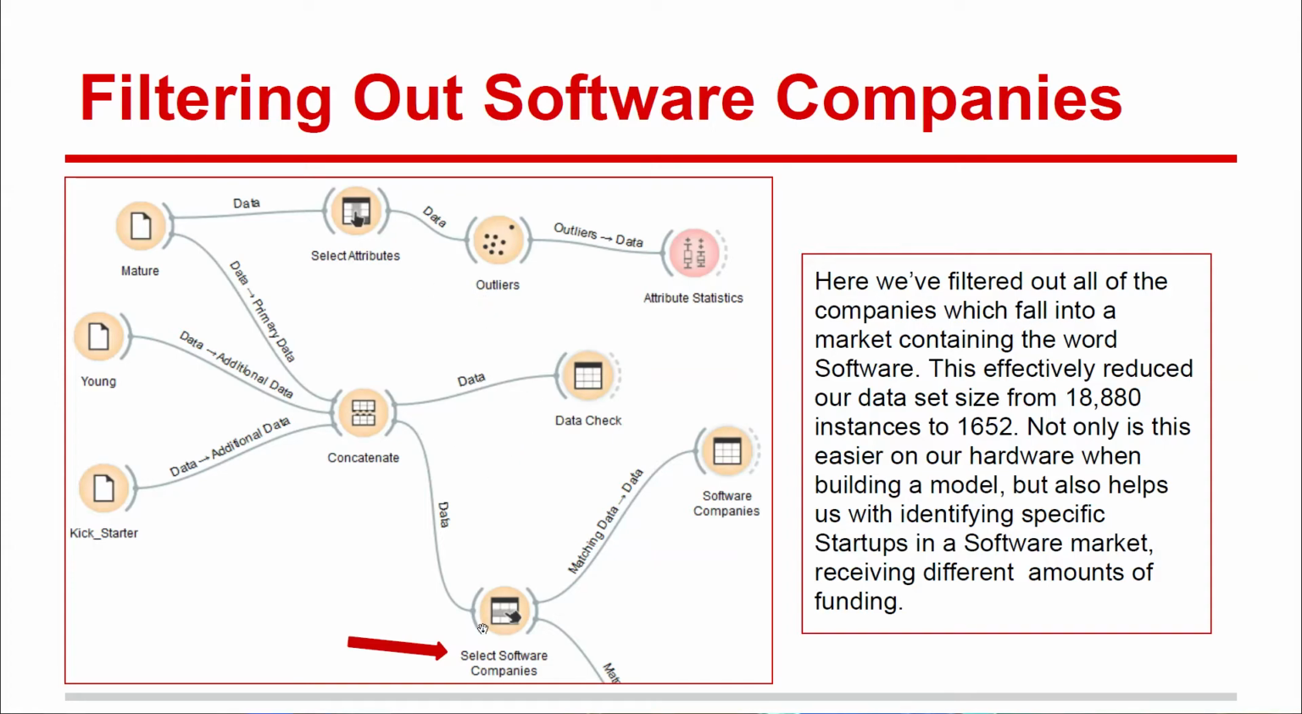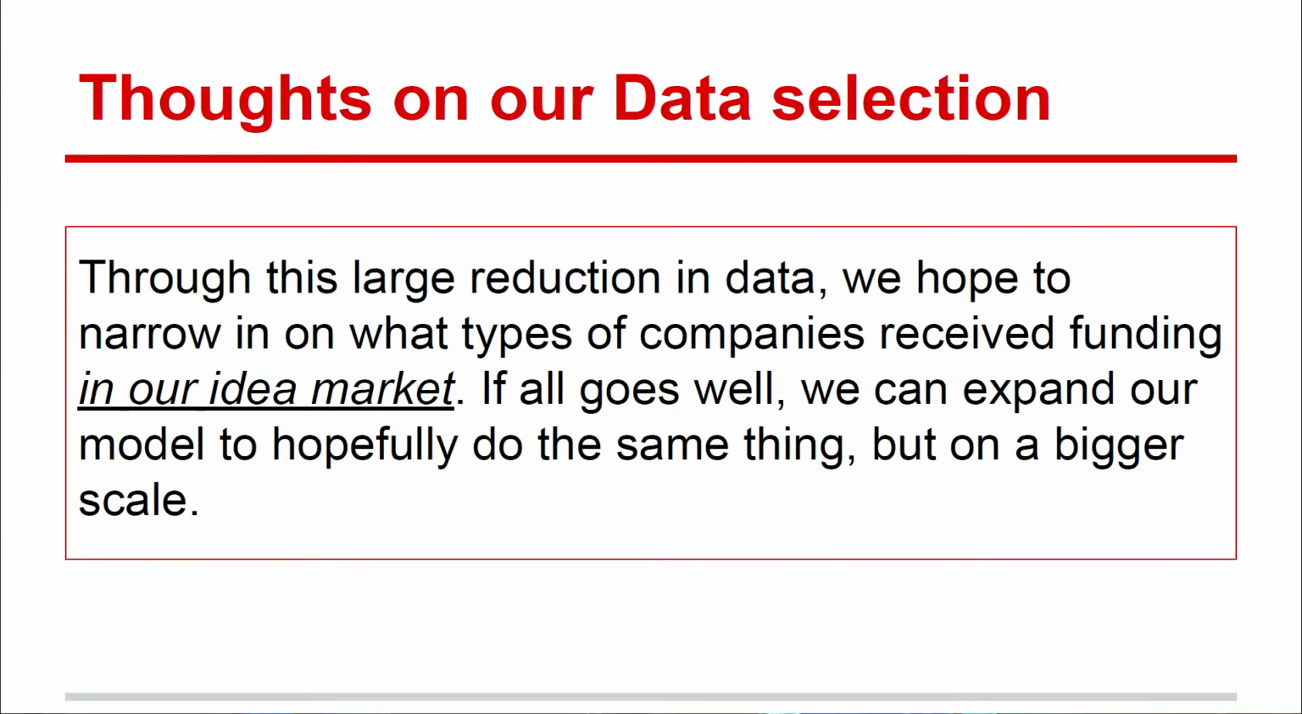But we went down here to the select data criteria, and then we went ahead and made sure, went in and checked on our 1,600 instances just to make sure all was good, and sure enough, everything filtered out just to our needs. So, as we said earlier, we hope to narrow in on what types of companies receive funding in our ideal market. If all goes well, we can expand our model to hopefully do the same thing, but on a bigger scale.